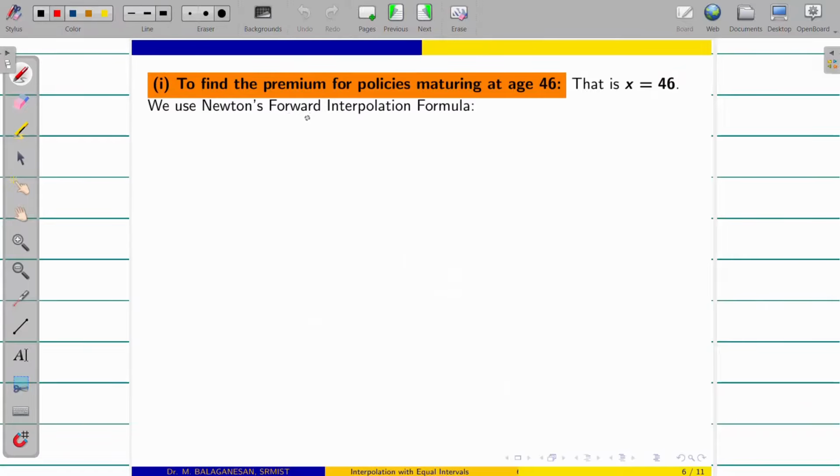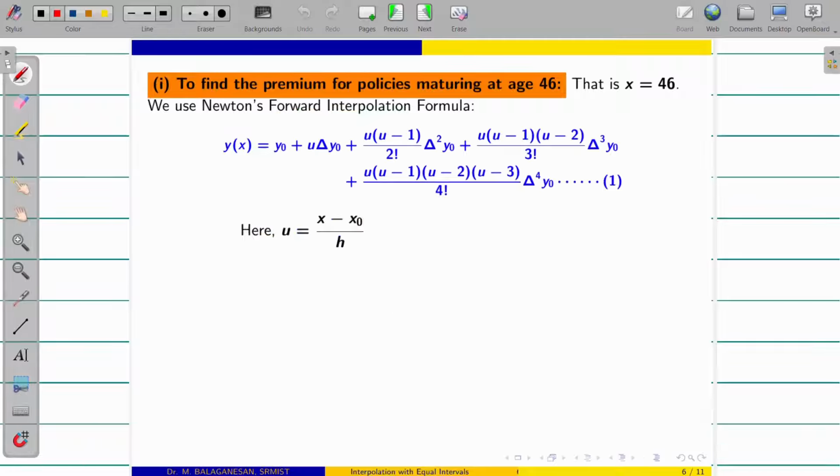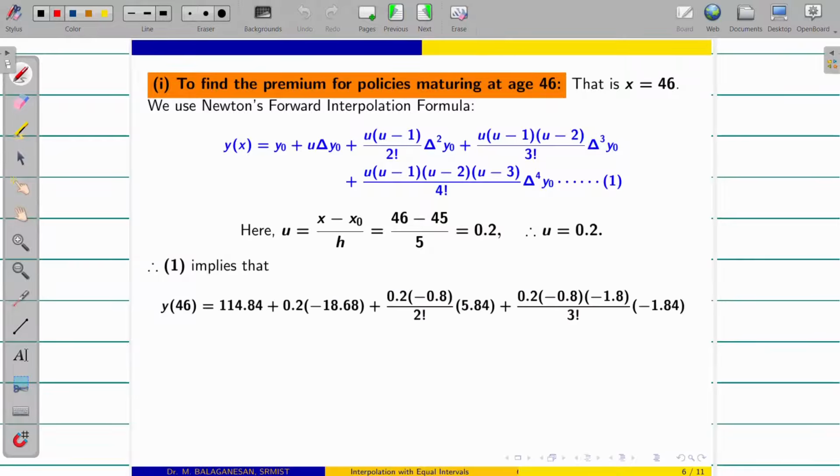So find the premium of the policies maturing at the age x equal to 46. It's before the middle level, so we are using Newton's forward interpolation formula. This is the formula you know very well. Already we solved a problem. This is the important thing. What is the value of u? x minus x naught by h. x value is whatever you are going to find, that is x. x naught is the first value from the table, h is the difference of x. So we'll get 0.2.